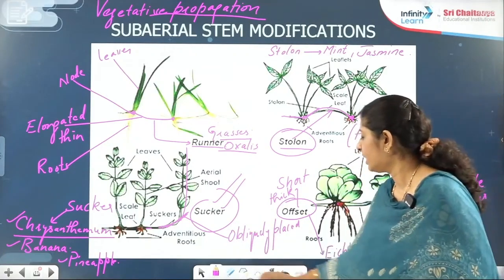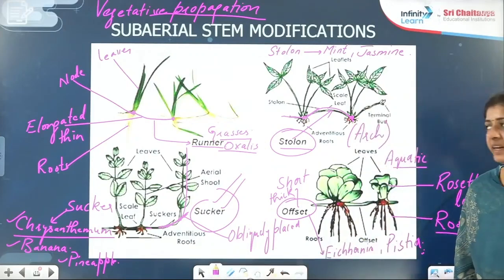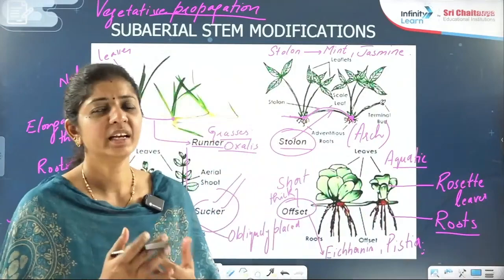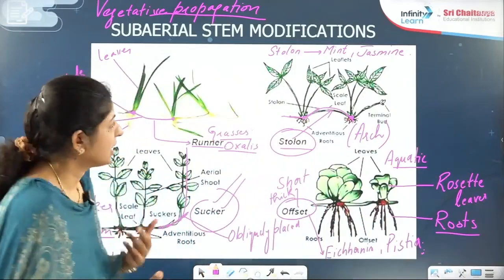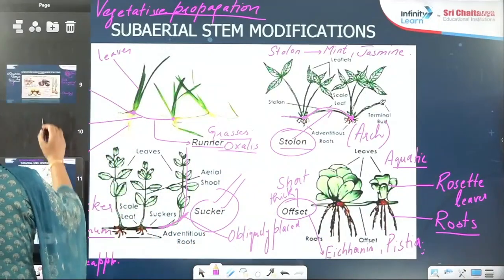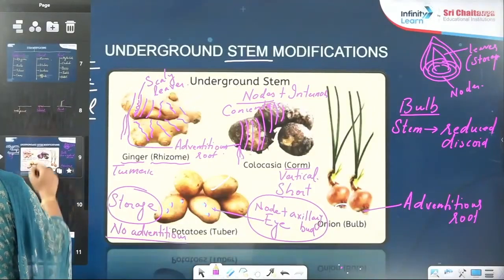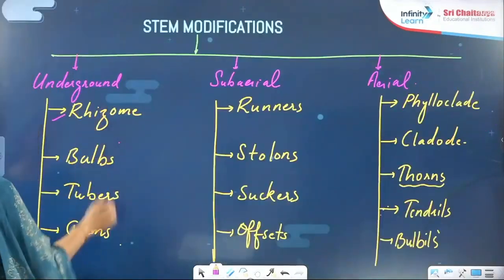Pistia and Eichhornia are the examples of offsets, right? So you must know the basic concept on this topic, then the next level is even their examples. I am completing the underground modifications as well by giving you the examples. I am writing in this flowchart itself for the underground.